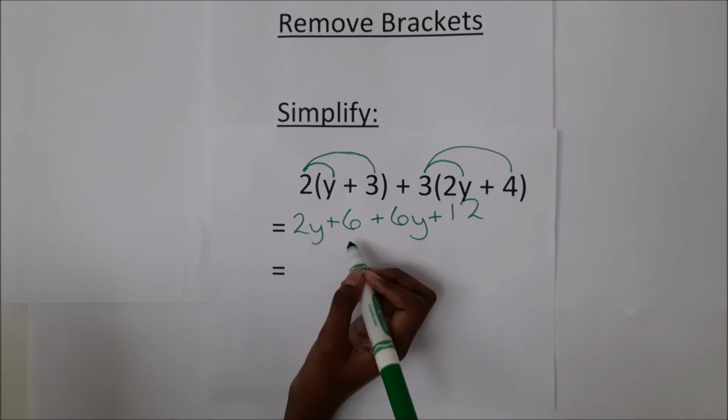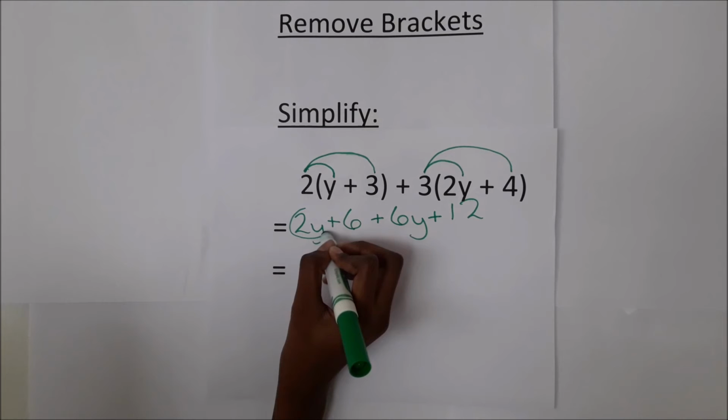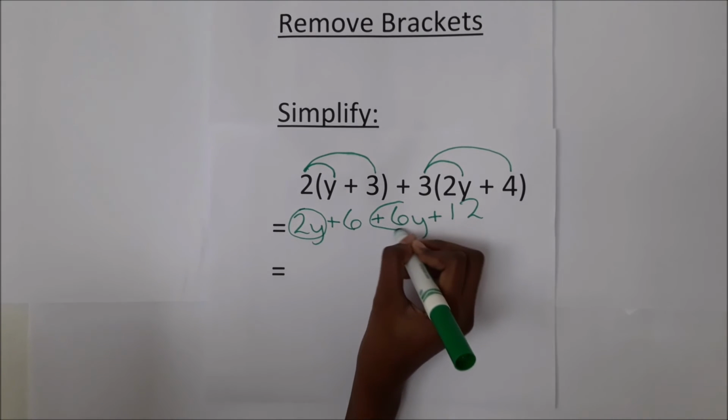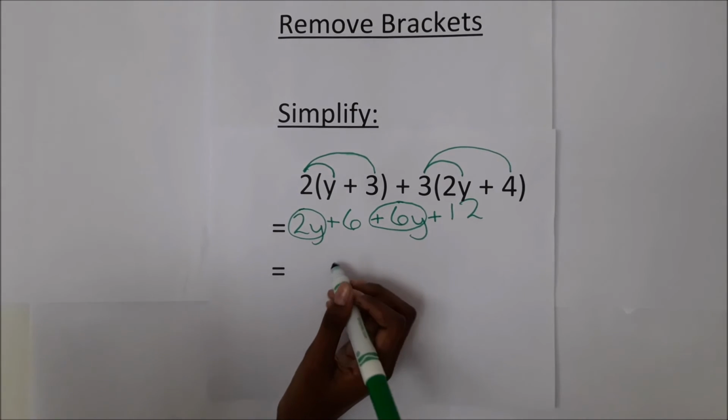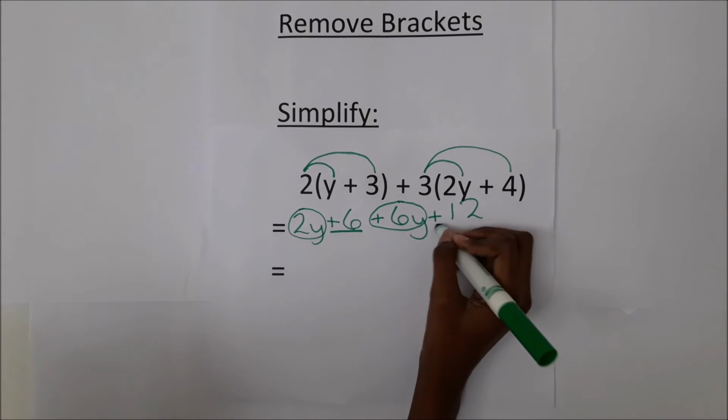Okay, put your y's together now. Circle the y's, 2y and 6y, and underline the numbers.